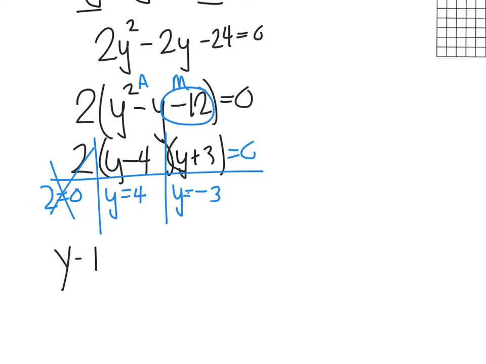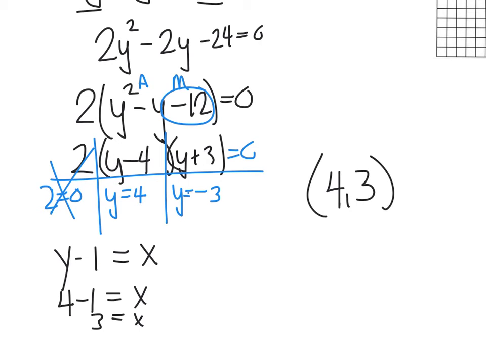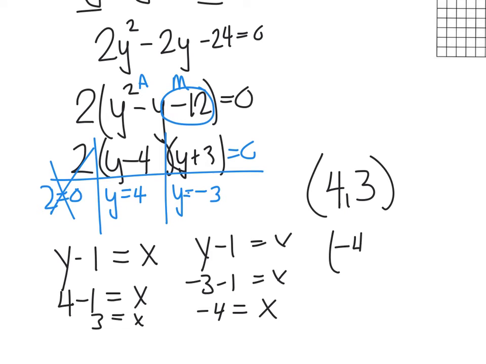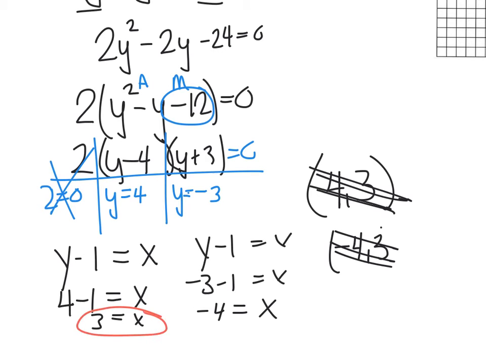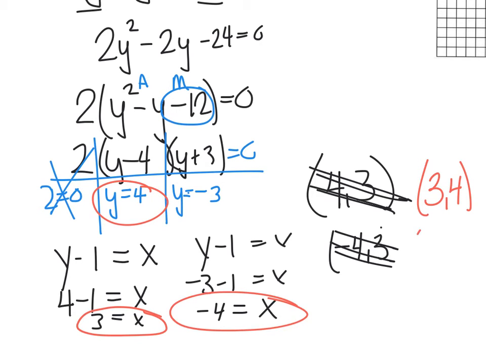So y minus 1 equals x, and I'm going to plug in a 4. 4 minus 1 equals x, therefore x equals 3. So one solution should be 4 comma 3. And then y minus 1 equals x, negative 3 minus 1 equals x, so x should equal negative 4. So that would be the point negative 4, 3, and hopefully you caught that, and that is not correct. The x value is 3 and the y value is 4, so that should be 3 comma 4. The x value is negative 4 and the y value is negative 3.